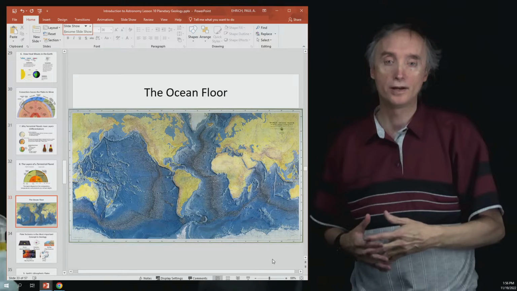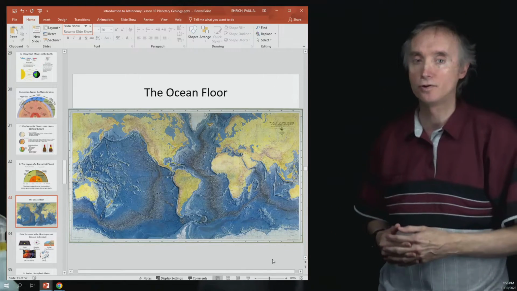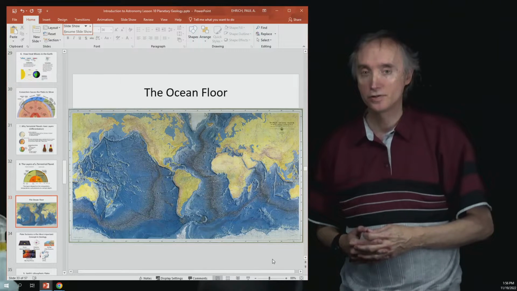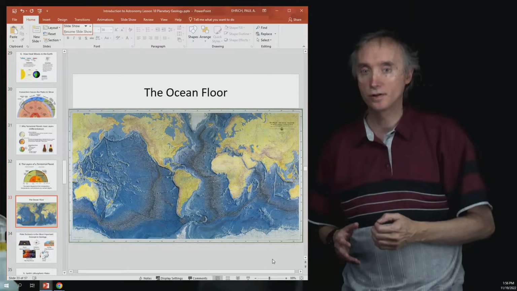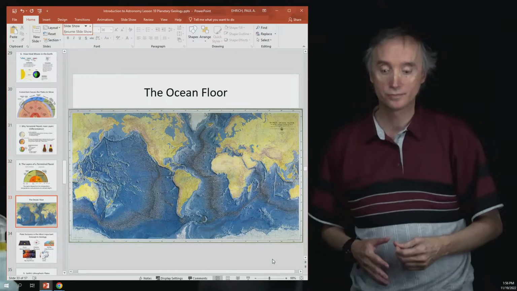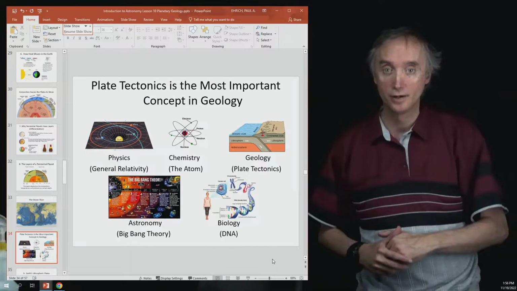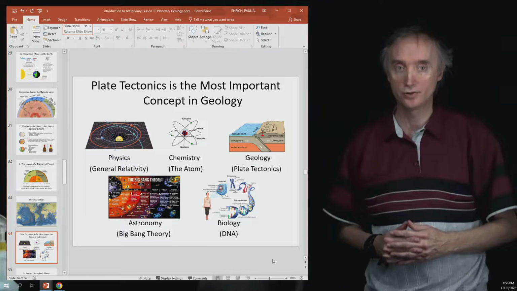So, what about earthquakes? What causes earthquakes? What causes volcanoes? What causes mountain building? So all of these things are going to be explained through the use of plate tectonics. So plate tectonics is very important. Plate tectonics is the most important concept in geology.